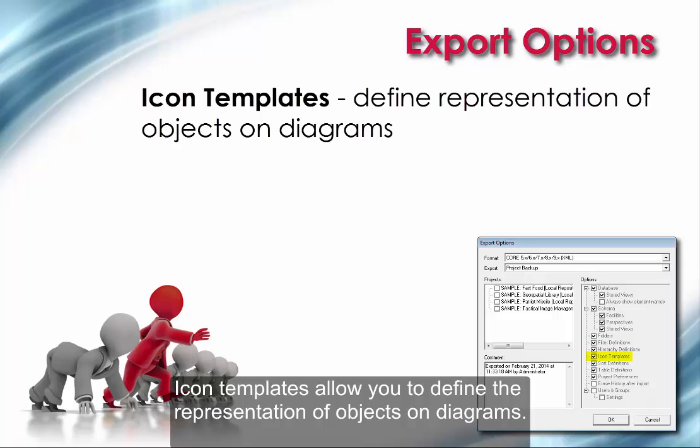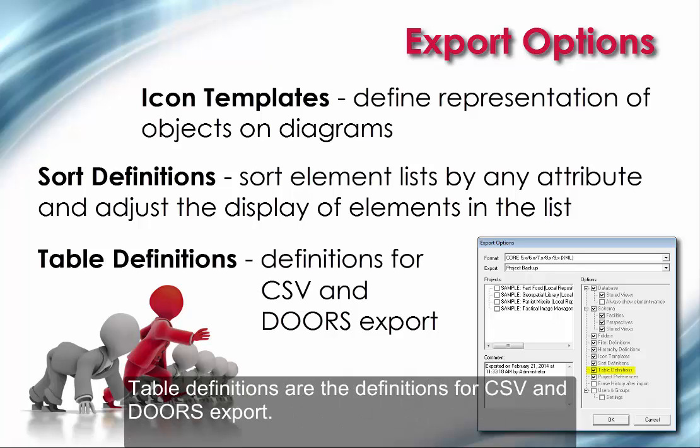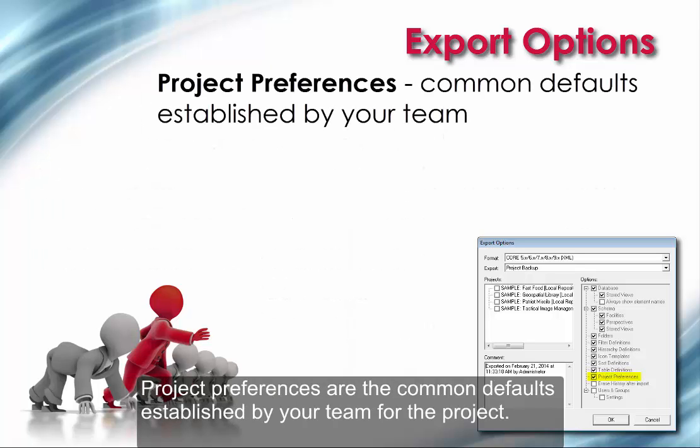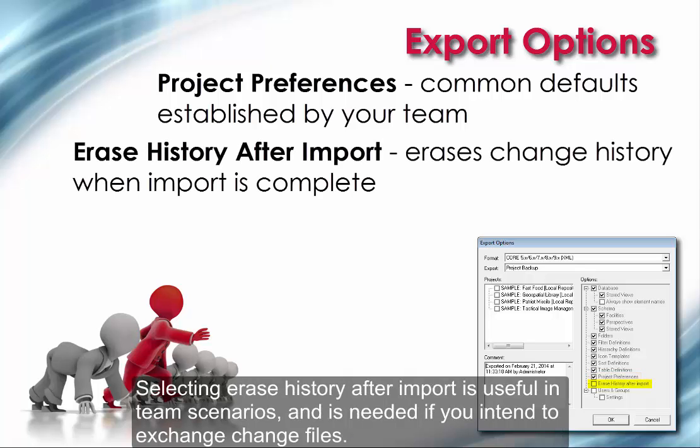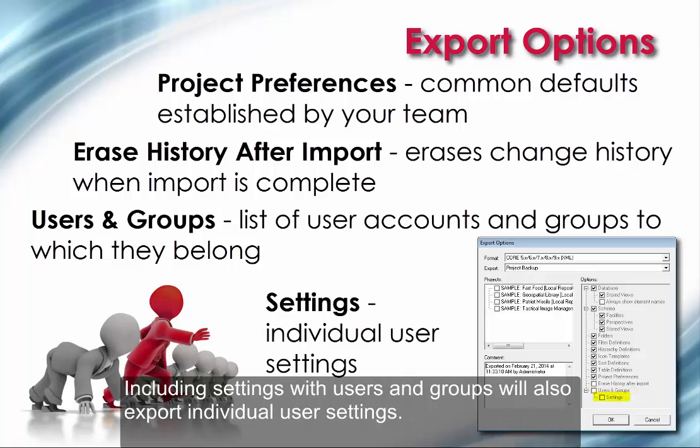Icon templates allow you to define the representation of objects on diagrams. Sort definitions allow you to sort element lists by any attribute and adjust the display of the element in the list. Table definitions are the definitions for CSV and DOORS exports. Project preferences are the common defaults established by your team for the project. Selecting Erase History after import is useful in team scenarios and is needed if you intend to exchange change files. Users and Groups is the list of user accounts and groups to which they belong, including their login information. Including settings with the users and groups will also export individual user settings.